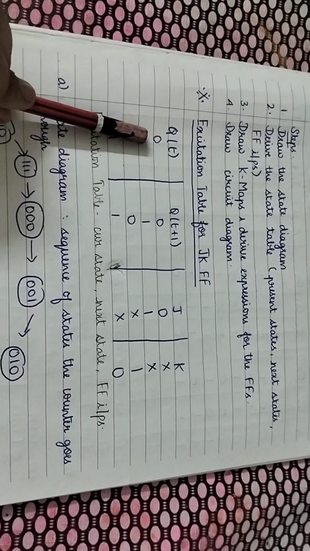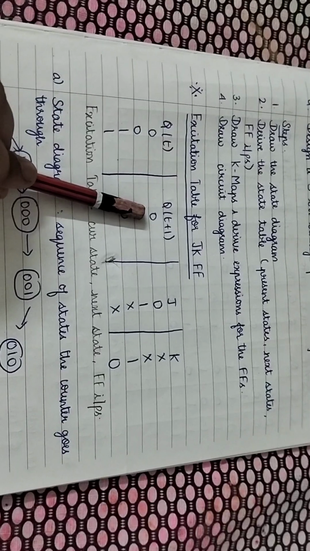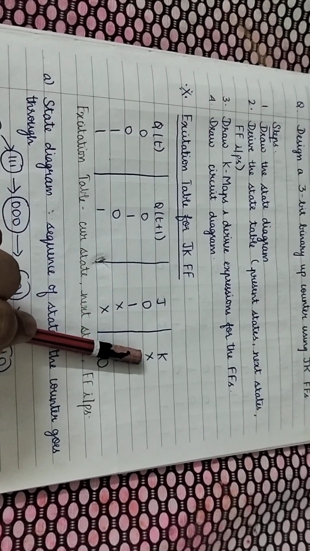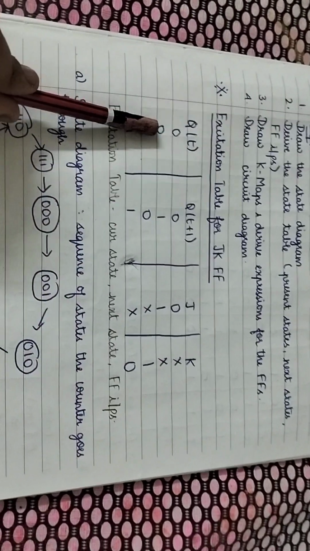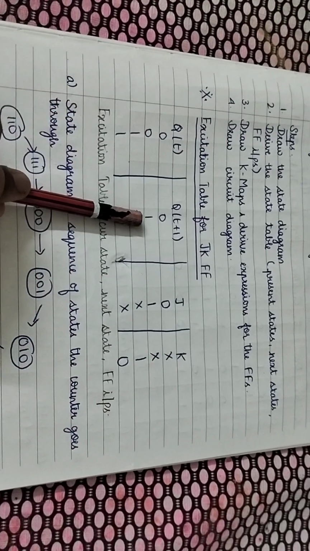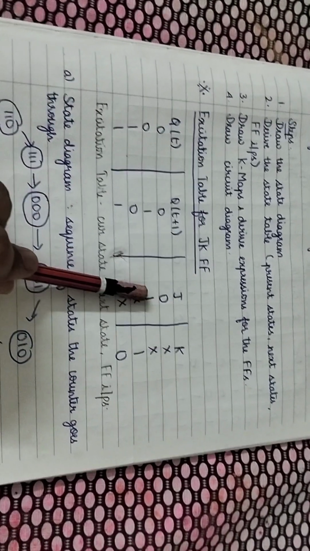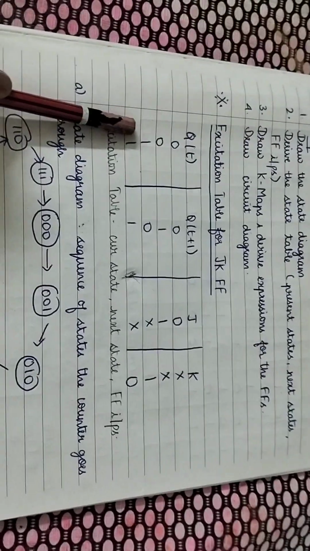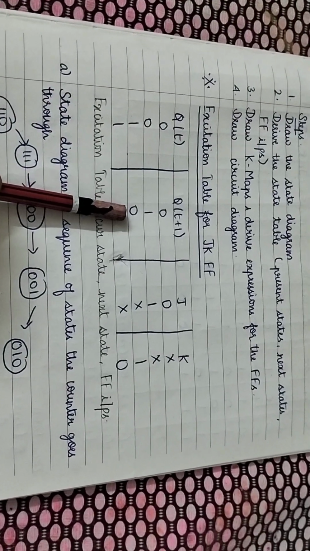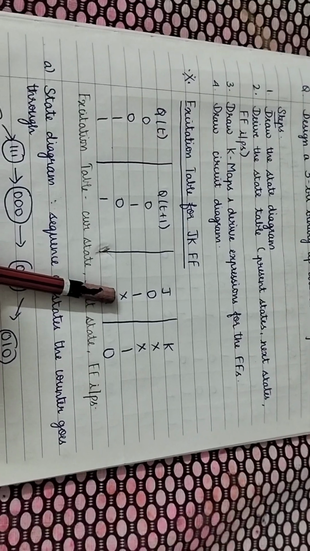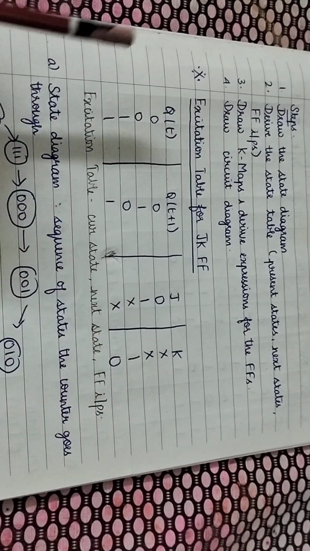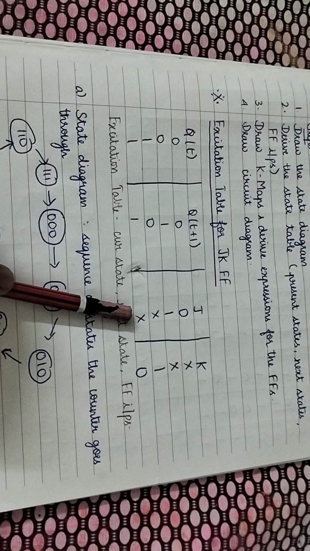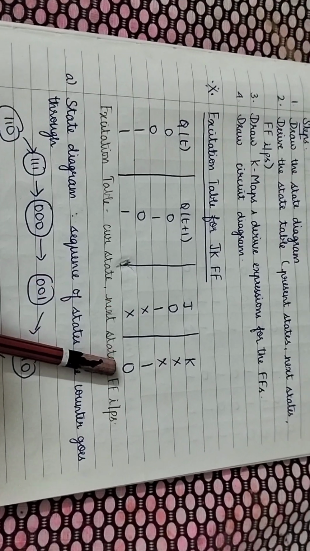So if my current state is 0 and I want to move to 0, my J input should be a 0 and K can be anything, I don't care. If my current state is a 0 and I want to move to a 1, my J should be a 1, K again can be anything. If my current state is a 1 and I want to move to a 0, I don't care what J is, but K has to be 1. If the current state is 1 and I want the next state also to be 1, again I don't care what J is, my K has to be a 0.